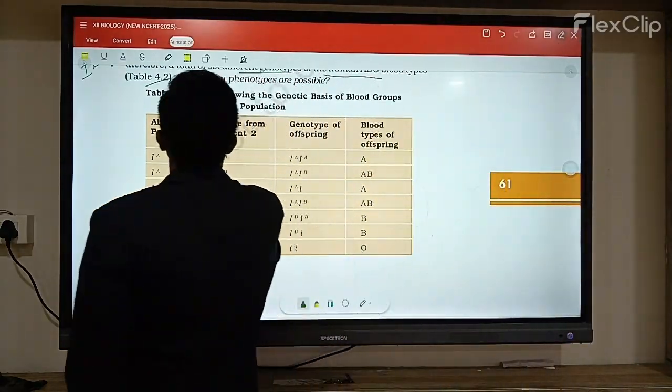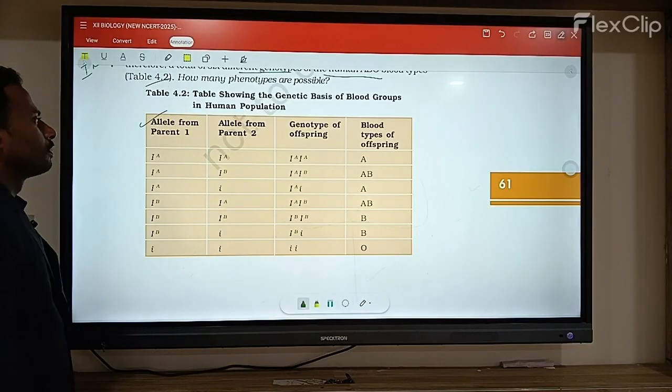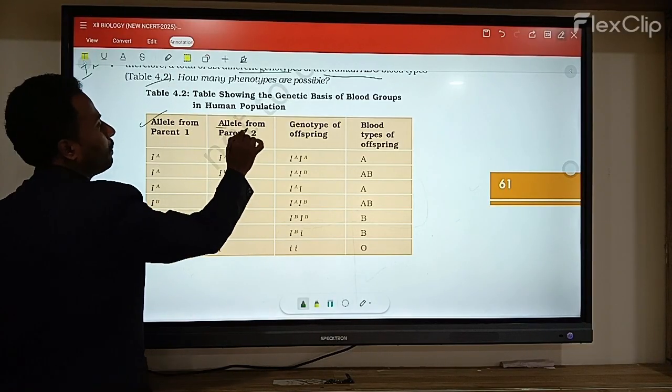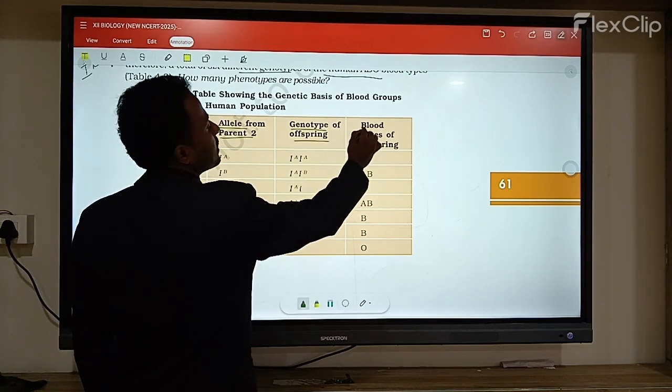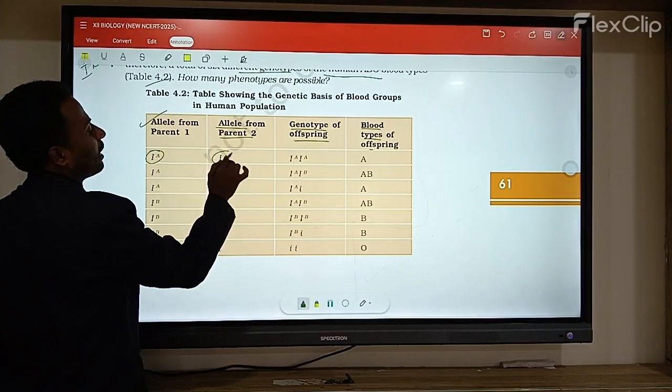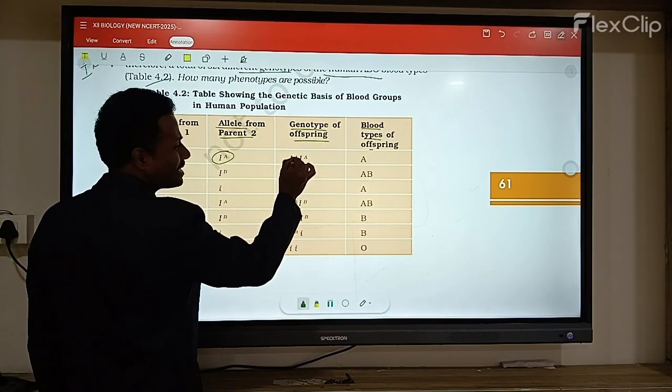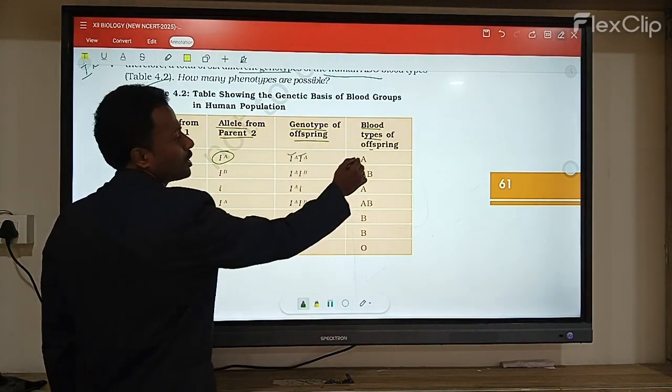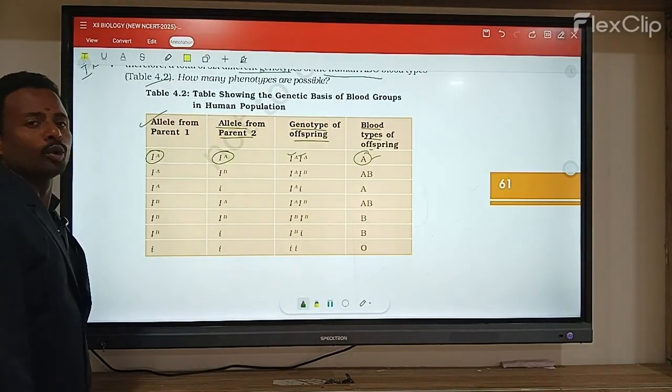That is, here there is an allele from parent 1, an allele from parent 2, the genotype of the offspring, and the blood type of the offspring. See, IA is in parent 1 and IA. So the genes are IA. So which blood group are we getting? A blood group is obtained.